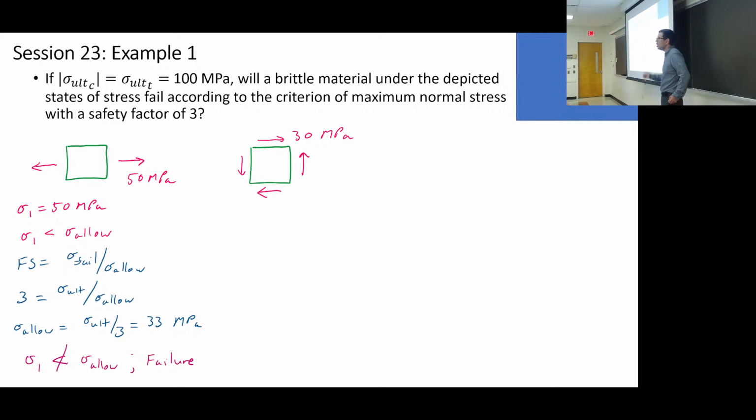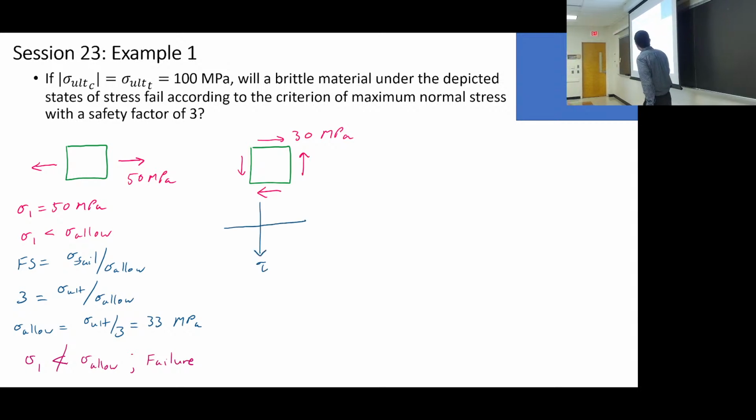So now, what is the maximum normal stress in this situation? Sigma 1. Right, and what is it equal to? The shear. Yeah, it's just equal to the shear. So in this case, we draw the Mohr circle just like that. Sigma 1 is equal to 30 megapascals. Sigma 2, you could argue, is minus 30 megapascals, right?